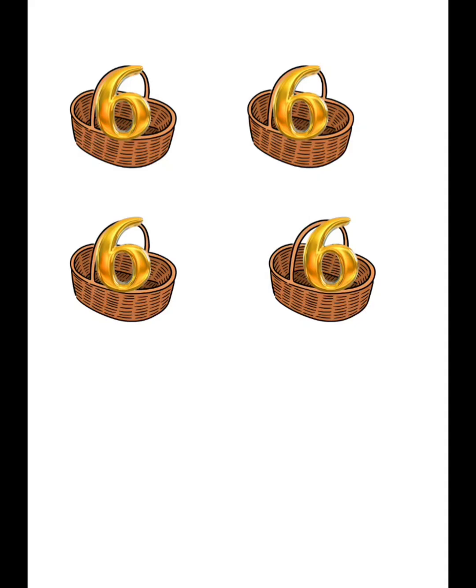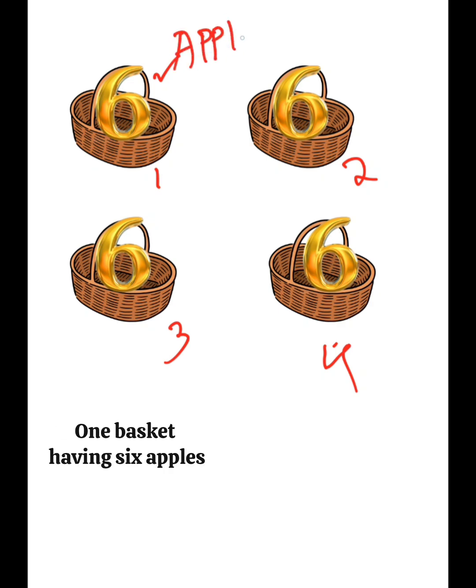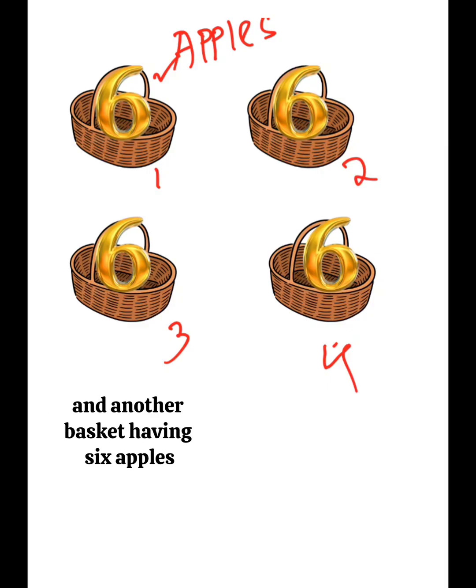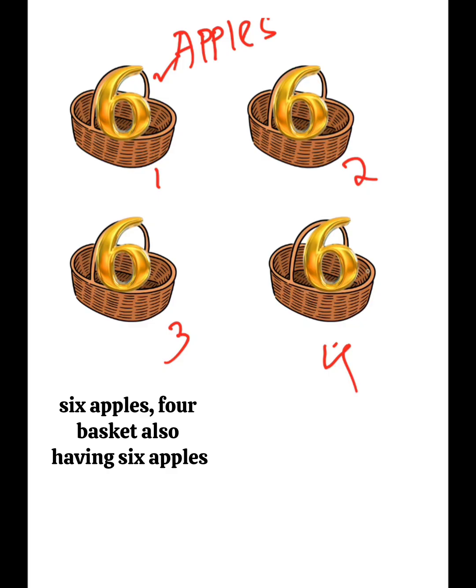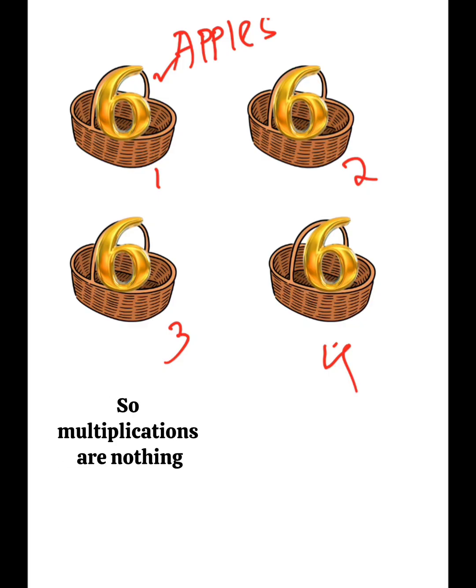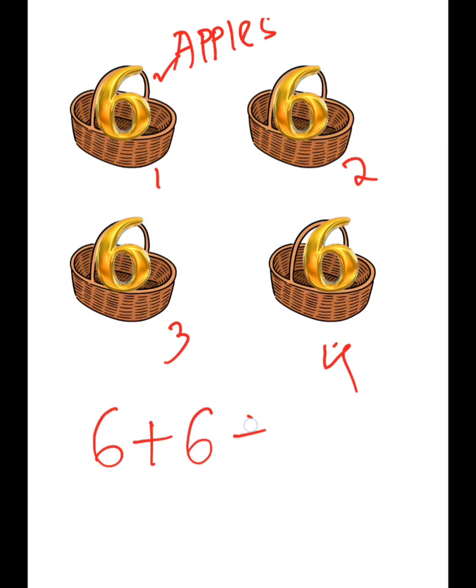See here, there are how many baskets? 1, 2, 3 and 4. And 6 apples. How many apples? One basket having 6 apples, and another basket having 6 apples. Third basket also having 6 apples. Fourth basket also having 6 apples. So, multiplication is nothing but repeated addition. So, we are going to represent it like this.